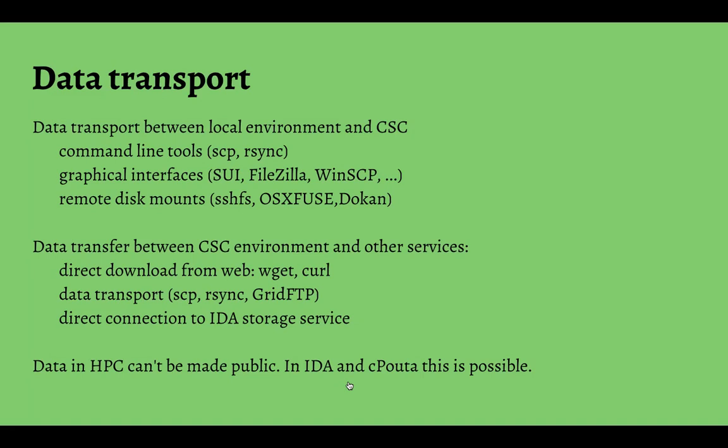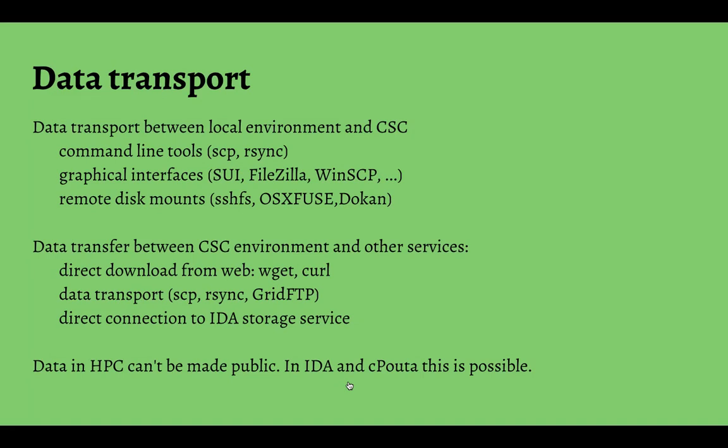But in addition, there are graphical interfaces, web-based or separate client software like FileZilla or WinSCP, which you can install locally and then have a kind of graphical data transport connection between CSC and your local computer. But you can also try to use remote disk mounts like SSHFS or OSX Fuse or Dokan.